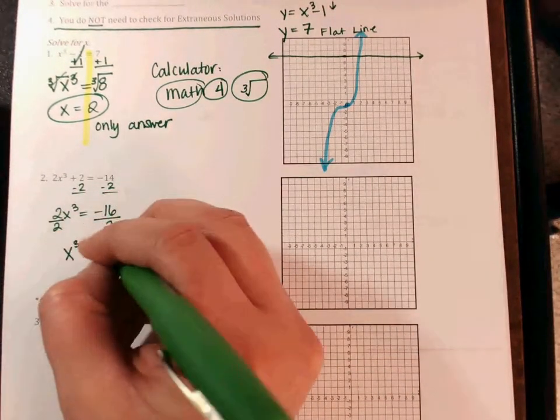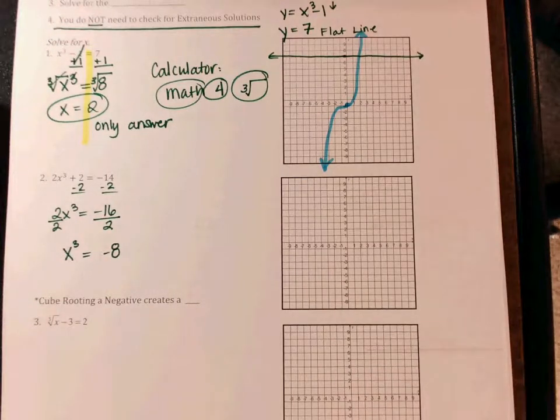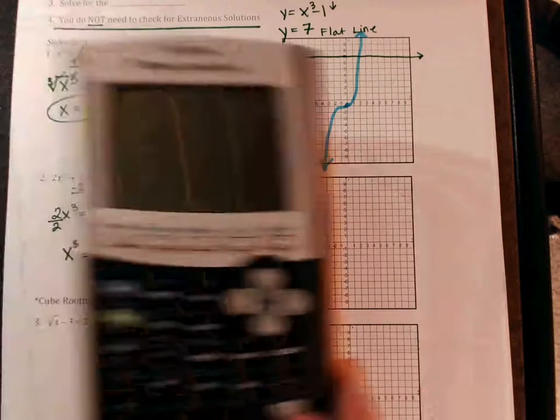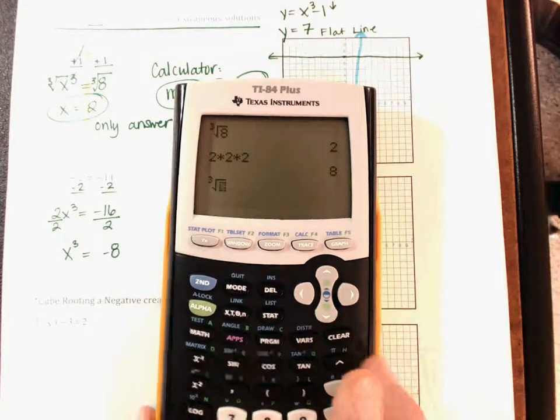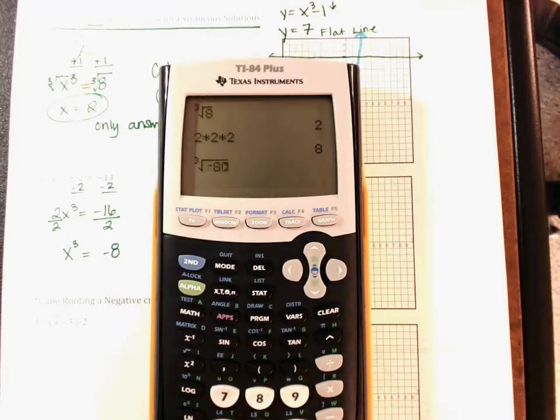Yep. If it was a square, I'm not allowed to square root a negative, but check in your calculator if you can cube root a negative 8. Yes, you can. Negative 8 gives me negative 2. Even if it has a negative. Know why? Because there's 3 of them.